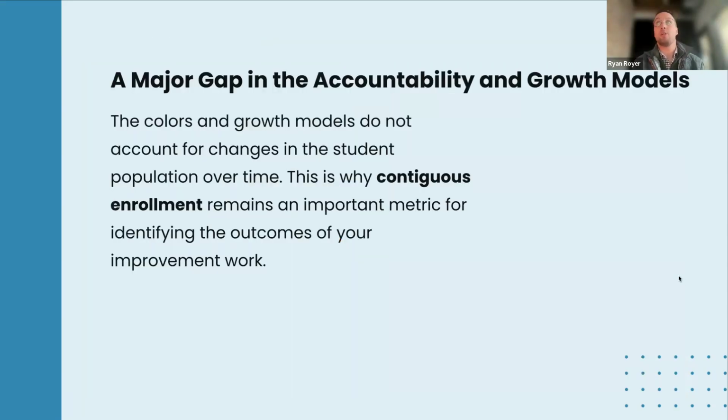There is still a major gap in the accountability and growth models. The growth model's out and it's great. I like it. They still have a lot to release information-wise on it, but it's very good. But status and change still does not account for my students who are my non-stability rate. And growth doesn't account for the work that only happens within my school system because it follows the student. And so there's still a really important place, guys, that goes beyond the California School Dashboard, and that is contiguous enrollment.